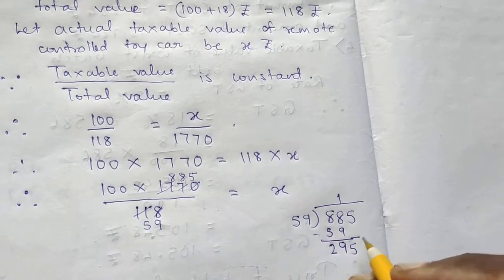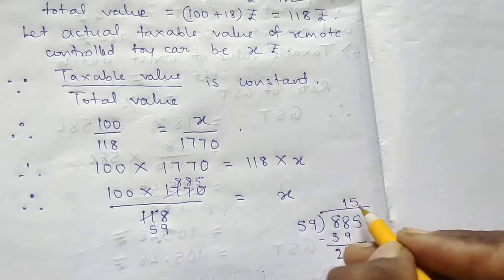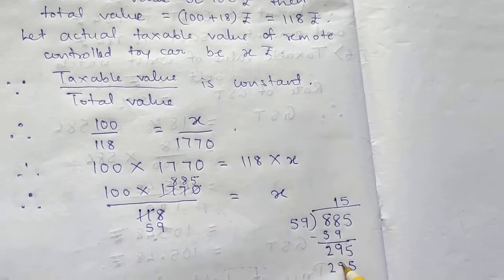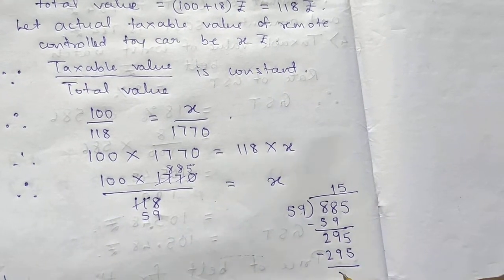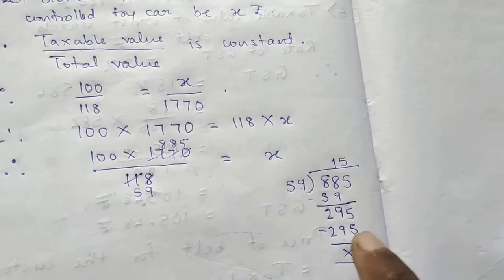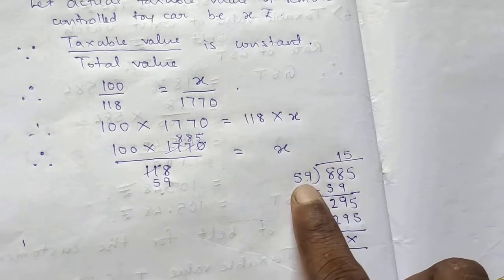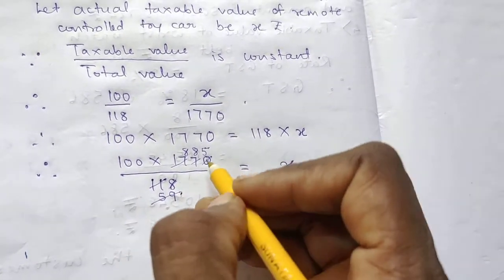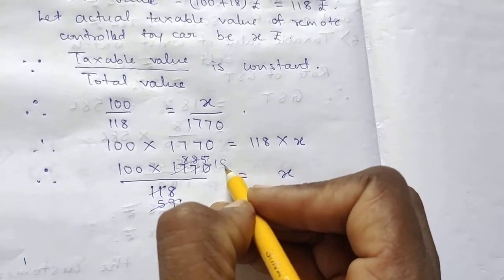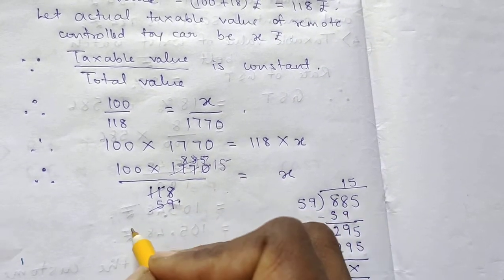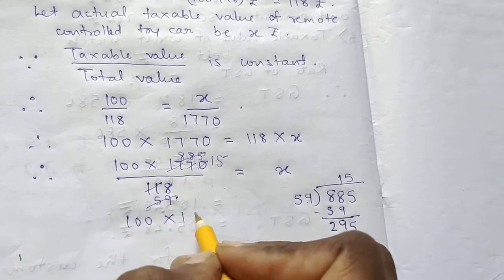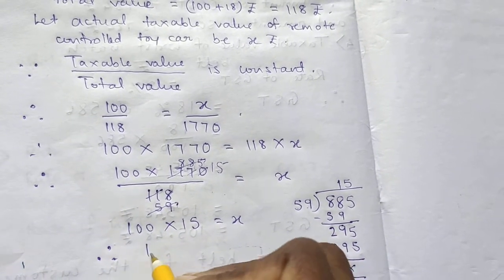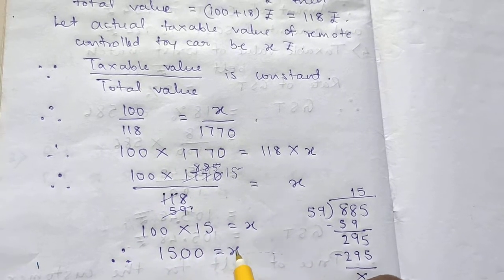Now 59 5 ja, let us see what we are getting. 5 9 ja 45, 5 5 ja 25 plus 4 is 29. So this gets cancelled. So if you do division of 885 with 59, you will get 15. So this 59 can be cancelled with 885 to get 15. So what is remaining? 100 into 15, that is your X. So finally we can write this as 1500 equals X.